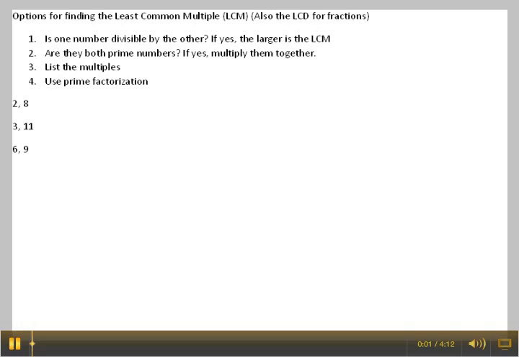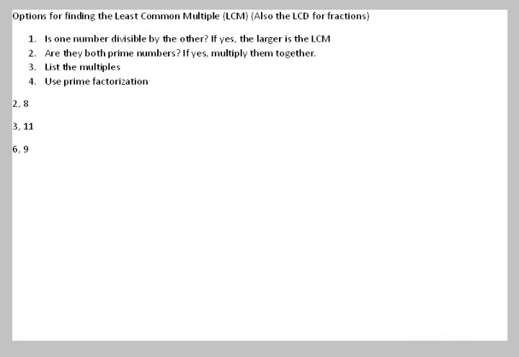Hi, this is Adrienne, and today we're going to talk about options for finding the least common multiple. The least common multiple is also called the LCM, and when we work with fractions, we're going to use this same method to find the least common denominator, or the LCD. So we have various options.